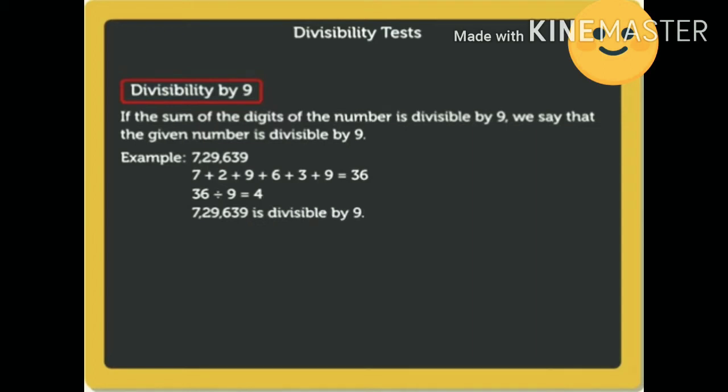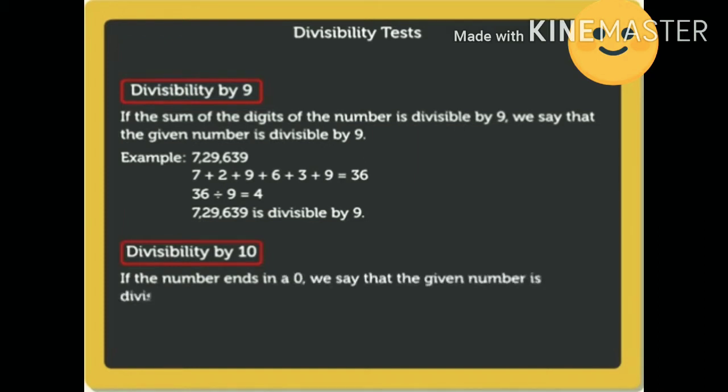Finally, let us look at divisibility by 10. If the number ends in a 0, we say that the given number is divisible by 10. For example, 8,620 ends in 0. Thus, it is divisible by 10.